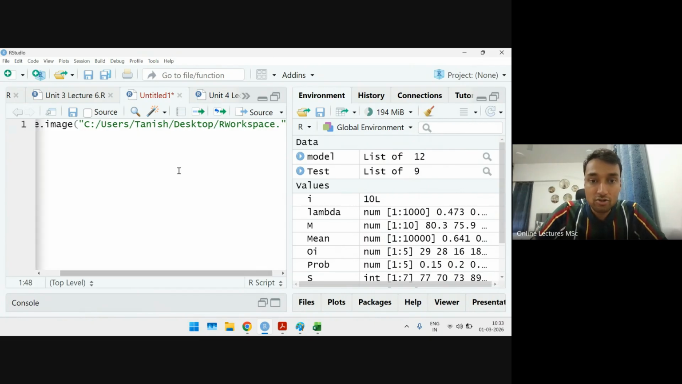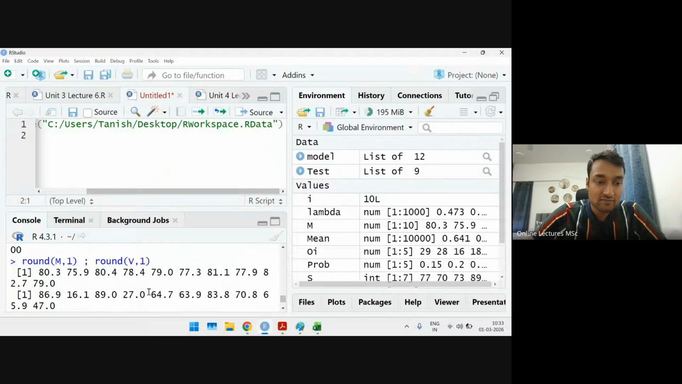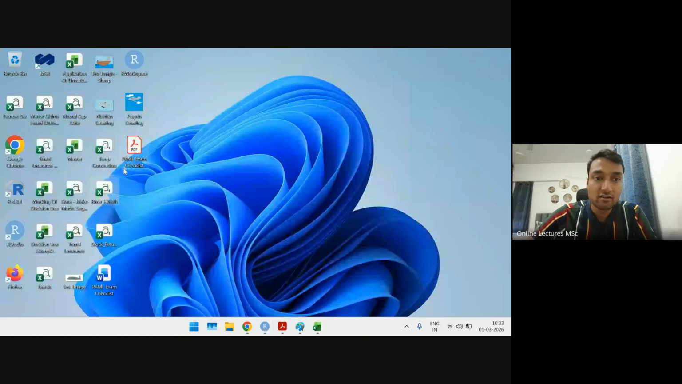And the extension of an R workspace is always capital R and data. So whenever you see an extension of .RData, it means that it's an R workspace. So when I execute this, you will see it has successfully executed. And if you see my desktop, you have a file named R workspace here.